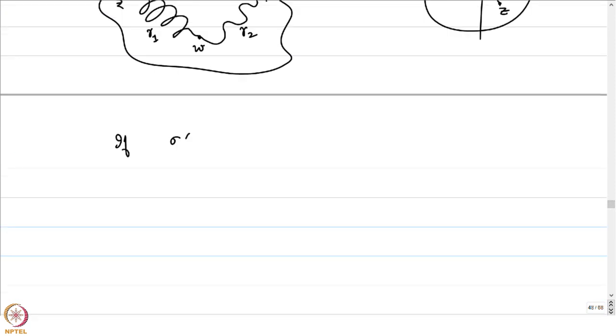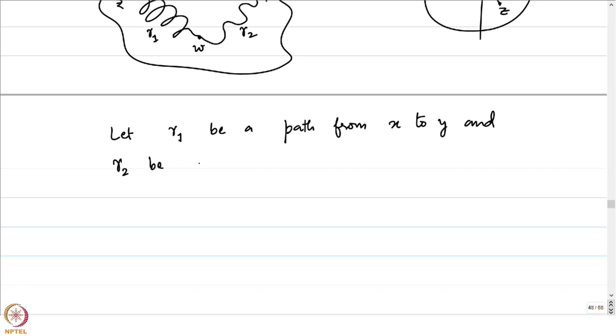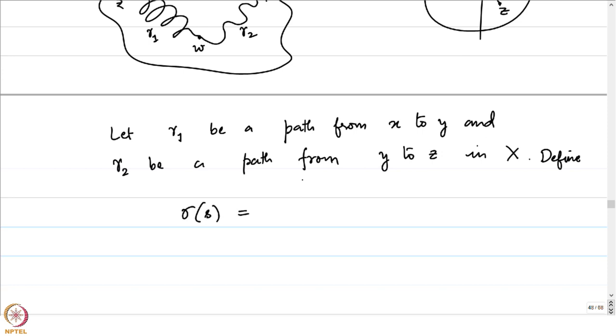Let gamma 1 be a path from X to Y and gamma 2 be a path from Y to, say, Z in a metric space capital X. Let's define a new path, let's call it sigma of S, to be equal to gamma 1 of 2 times S, where S is going from 0 to half.